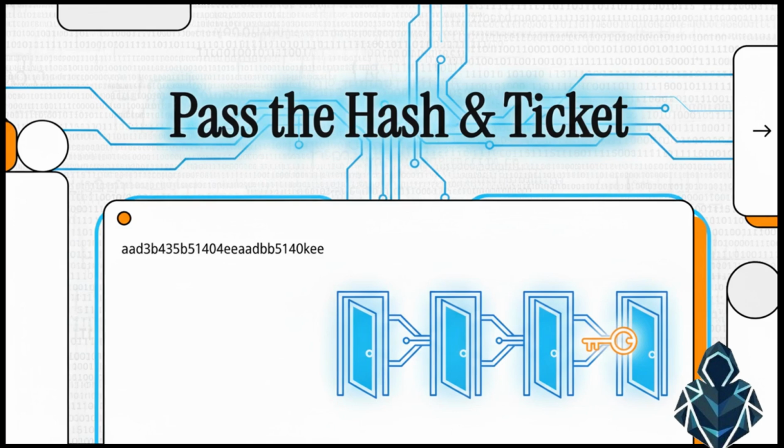Now here's the really wild part about today's operation. We're going to bypass password cracking completely. Seriously, zero cracking. Instead, we're going to use captured hashes and tickets directly as our master keys. So let's jump right in and see exactly how actual operators maneuver through a network completely undetected.